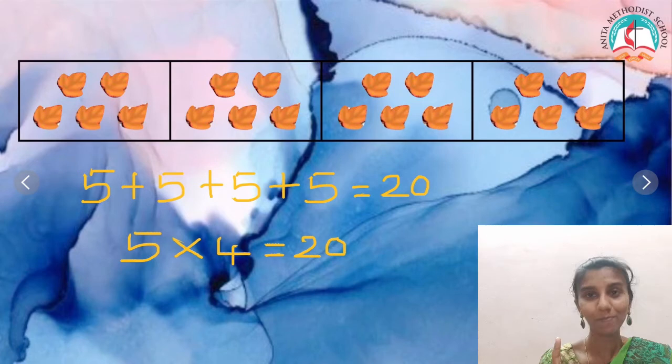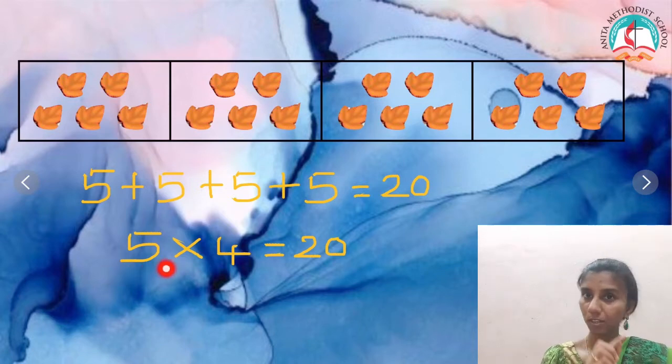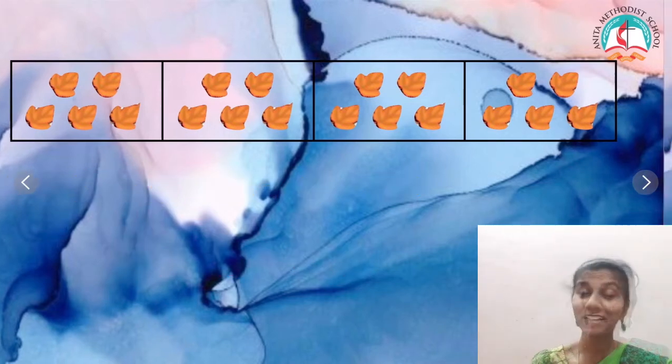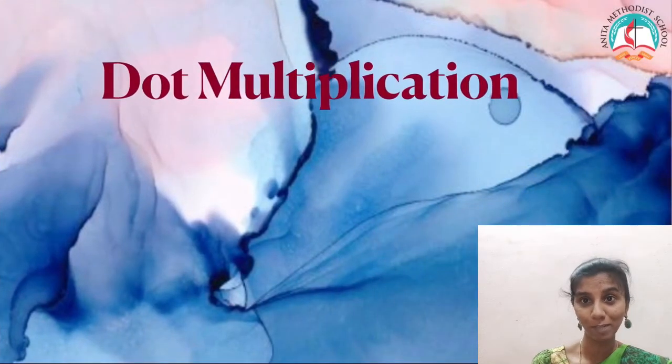Clear, children? So we just write how many in each box. First we'll write the number. Then how many groups? We'll just count and write how many groups. 1, 2, 3, 4. So we'll write 4. 5 into 4 equal to 20. Children, next we are going to see dot multiplication.